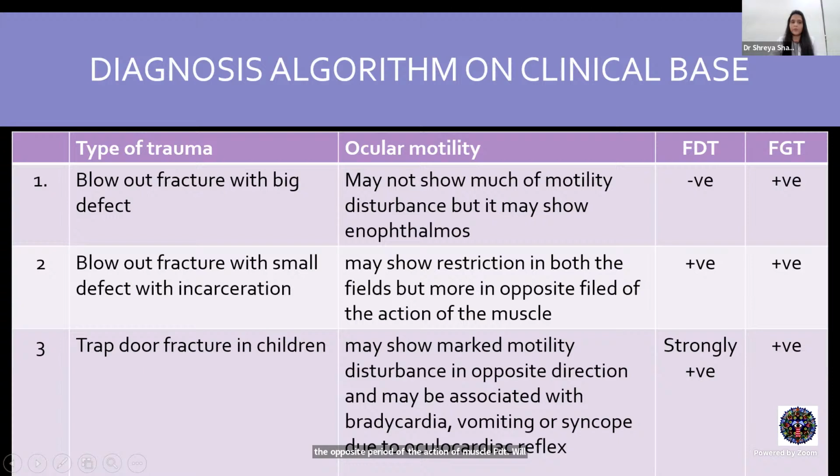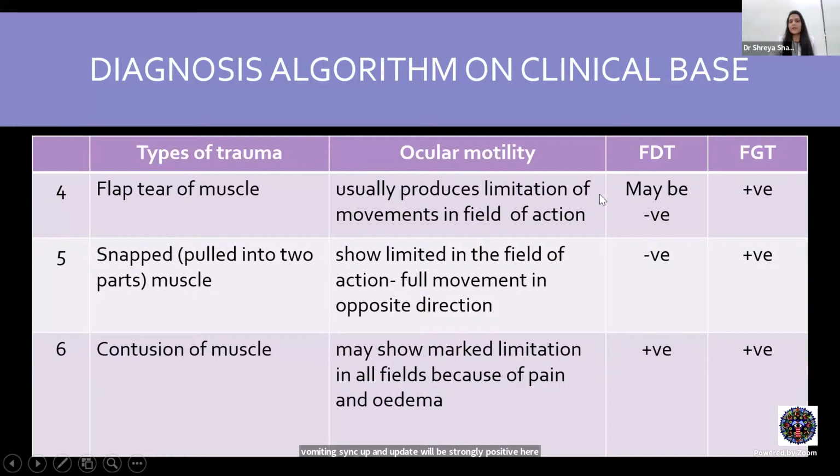Whenever there is a trapdoor fracture, usually in children, it may show marked motility disturbance in the opposite direction and can be associated with bradycardia, vomiting, syncope, and FDT will be strongly positive here. FGT can be positive. When there is a flap tear of the muscle, it usually produces limitation of movement in the field of action. FDT may be negative, FGT will be positive. When the muscle is snapped or pulled into two, it shows limited action in the field of action, but full movement in the opposite direction. FDT will be negative, FGT will be positive.